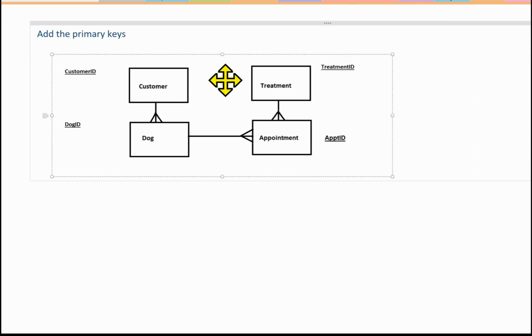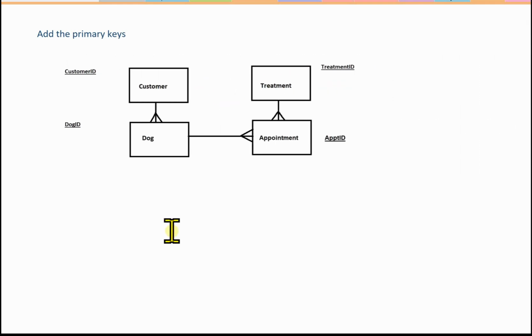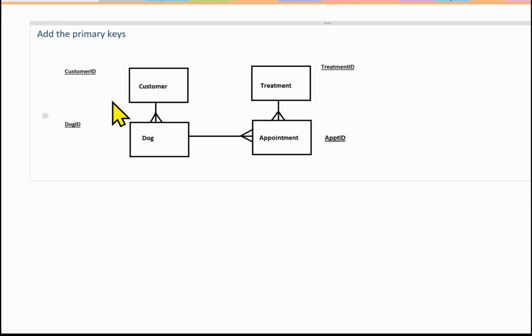The next thing is to add the primary keys. So the primary key for customer is customer ID. The primary key for dog is dog ID. The primary key for treatment is treatment ID. And the primary key for appointment is appointment ID.